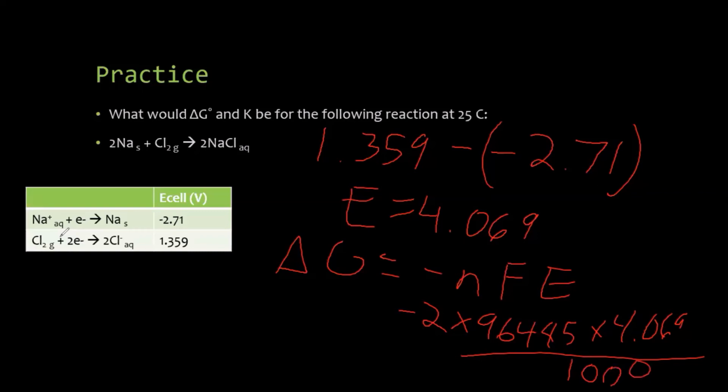So negative 2 times 96485. You get a crazy large number: -785.19. Holy cow, that is very, very spontaneous. Is it spontaneous in the fact that it's negative? Yes. Negative and big. The bigger the number, the more spontaneous this will be.